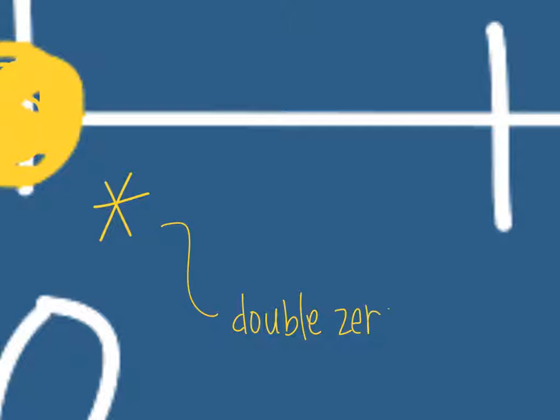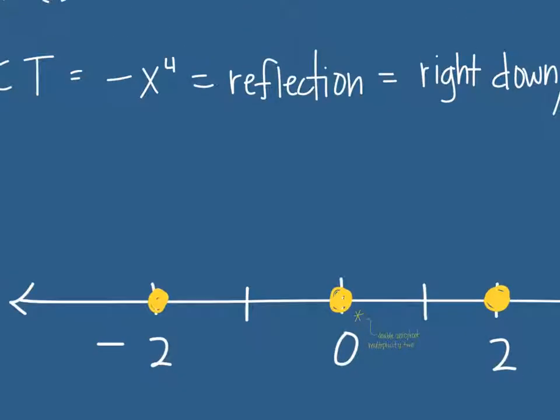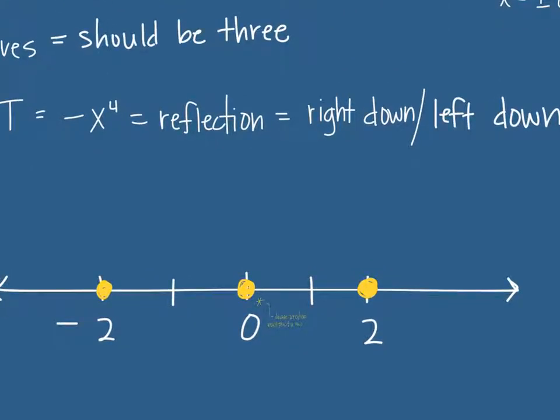or a double root. Some people call it that. Other people call it multiplicity. A multiplicity means you have multiple of them. And we have multiplicity 2. We've got 2 of them at the same spot. What that means is that your extra curve is happening right there. It's an extra curve that you wouldn't normally have.